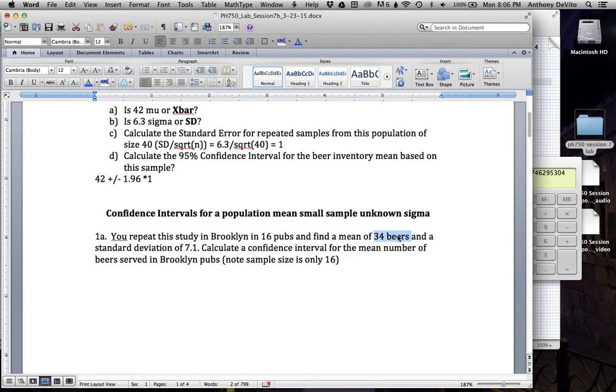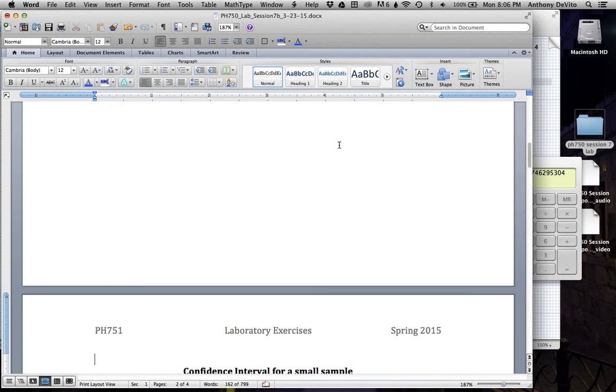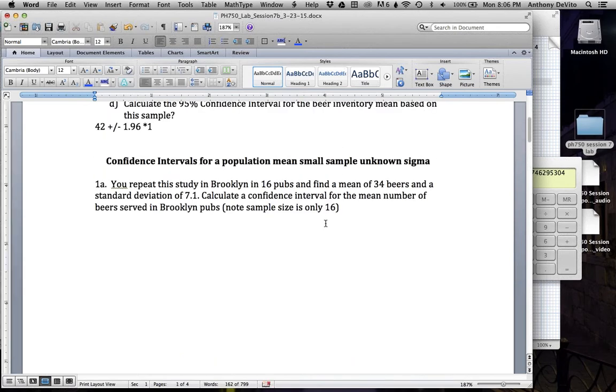So I should update this problem a little bit, maybe to reverse the two of them, make the top one Manhattan, the bottom one Brooklyn. But at any rate, you got 16, you got 60. Now your sample size is 16, right? N is equal to 16. And what is X bar equal to? 34, right? We sampled them. Some had 27, some had 41, and so forth. X bar is equal to 34.